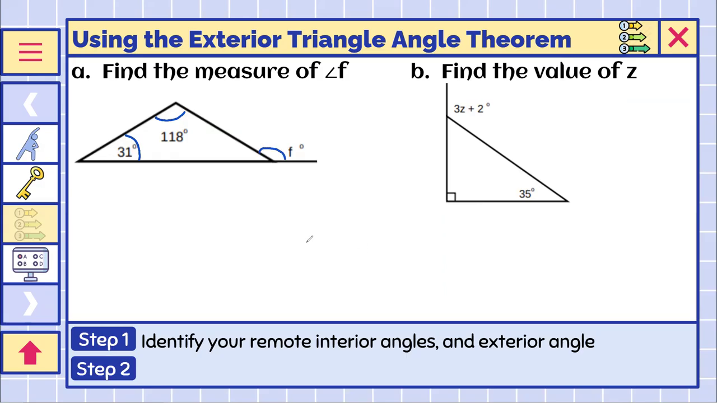So I have done that. I can also do that for my other ones. Do you remember, Skip reminded us in a previous lesson that this square means 90. So we have 90, we have 35, and we have 3z plus 2. That's our second one.